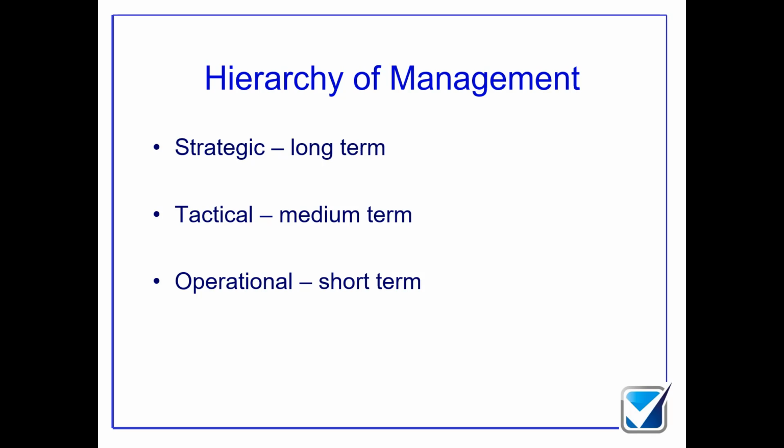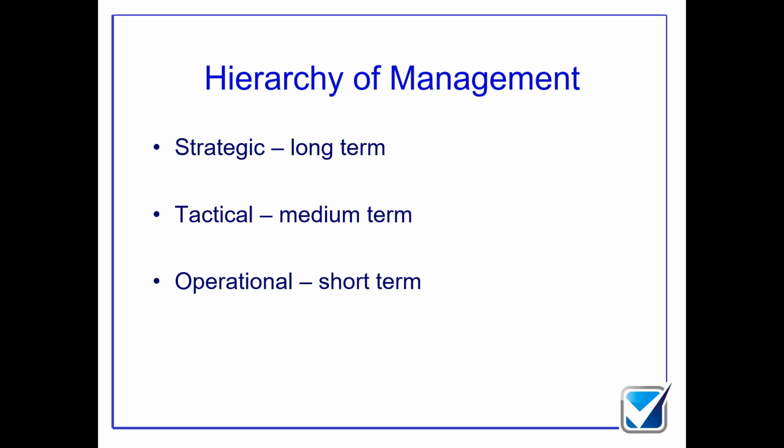Tactical managers are looking at decisions of up to 5 years. So they will have a feeling of what's going on externally, but they need to make sure that they can deal with stuff internally as well. Operational managers look at decisions of up to, say, 12 to 18 months. So they tend to focus very heavily on internal decision making.